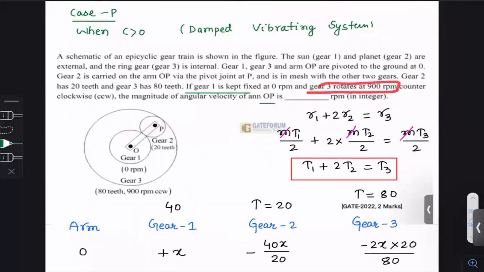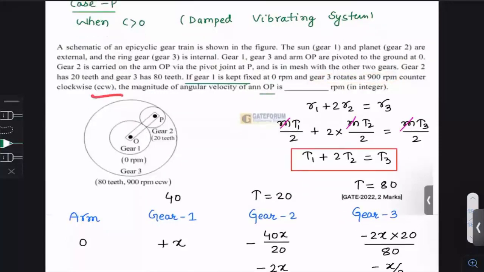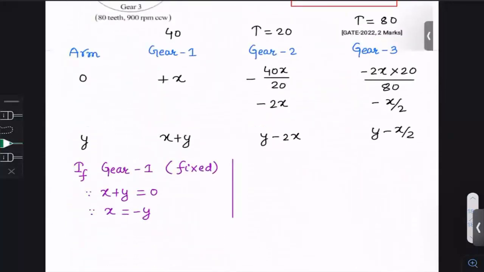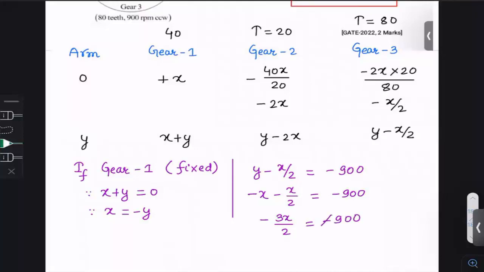Now gear 3 rotates at 900 rpm counterclockwise. Gear 3 rotates at 900 rpm, which means you can write y minus x by 2. 900 rpm counterclockwise, my dear, means minus 900, because it is counterclockwise. So here, instead of y, we can write minus x by 2, minus 900. Minus 3x by 2 is equal to 900.